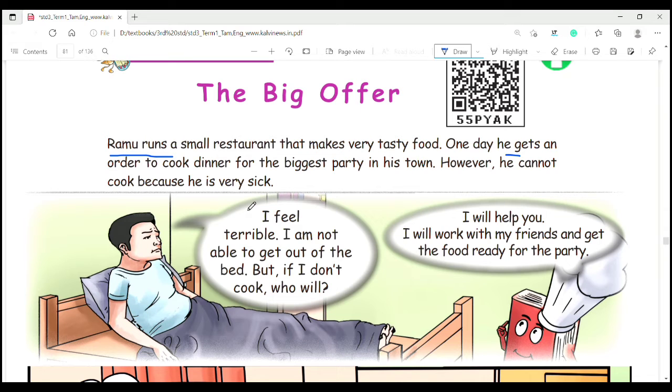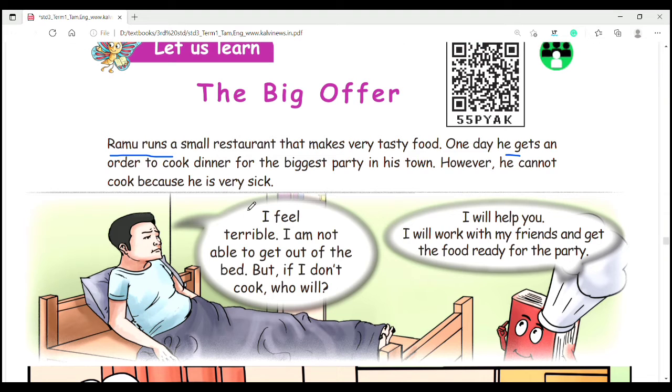So what's happening here? There was a boy called Ramu. He runs a small restaurant. What is a restaurant? Restaurant is a hotel where we eat foods. So in Ramu's restaurant, he makes very tasty foods. So all the foods in Ramu's restaurant look tasty. You all like tasty food, right? One day he gets an order to cook dinner for the biggest party in his town.